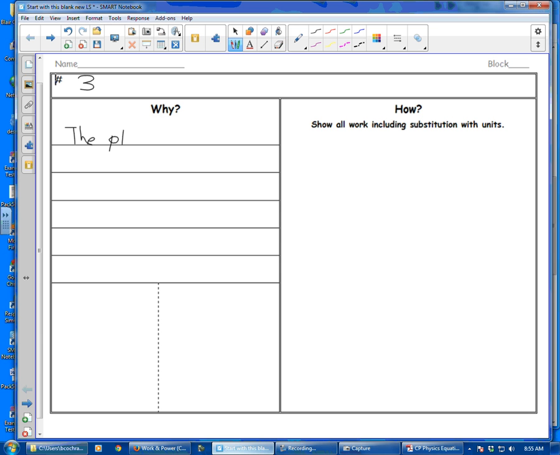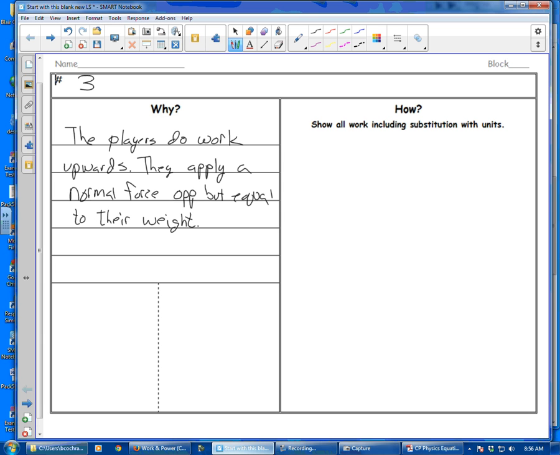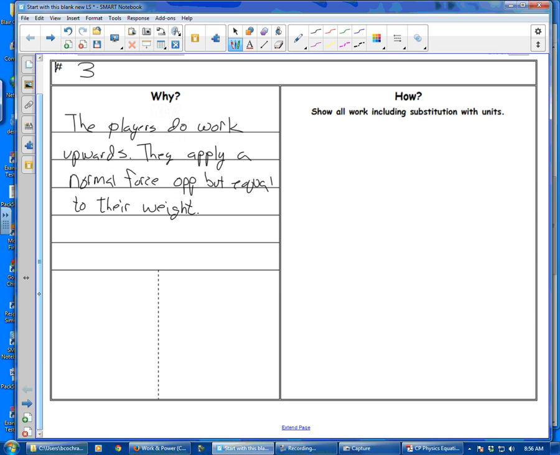the players do work upwards. They apply a normal force opposite but equal to their weight. Just like you guys did going up the stairs during the little mini lab.